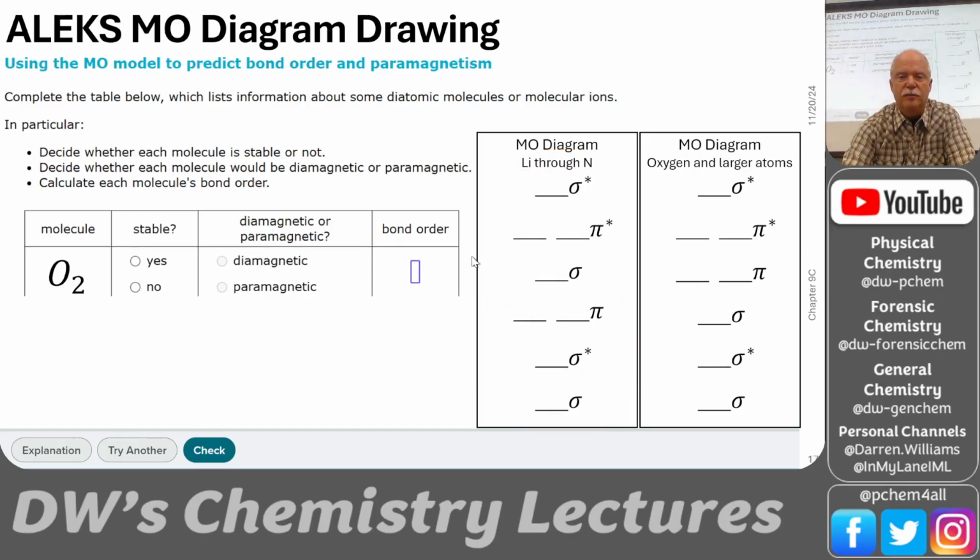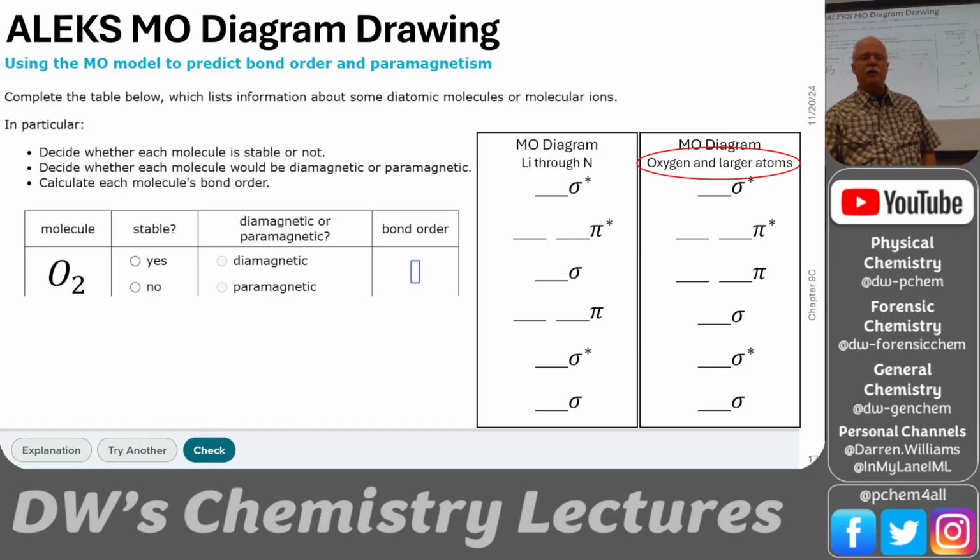Okay, let's do O2. Now this is going to be the MO diagram on the right. Okay, notice these 2 switch places. With the smallest atoms, lithium through nitrogen, this sigma bond is above the pi bonds, but for oxygen on up, they swap places. And so we're going to do oxygen on the right.